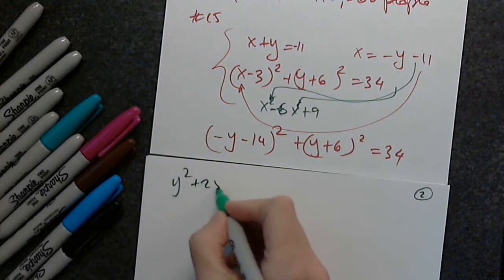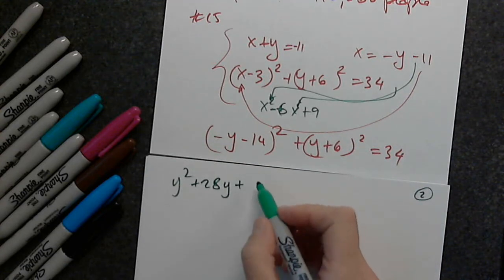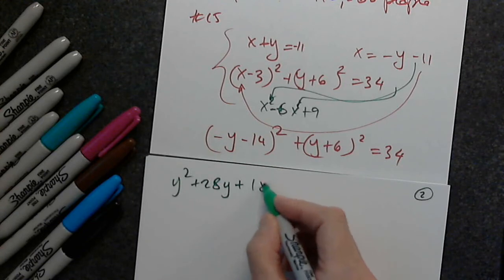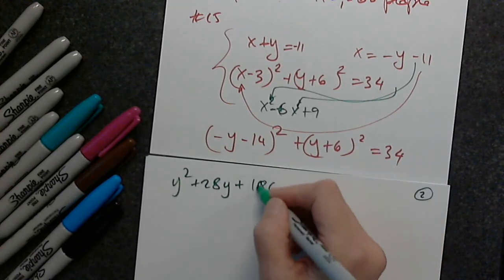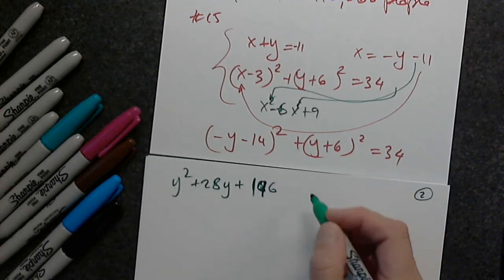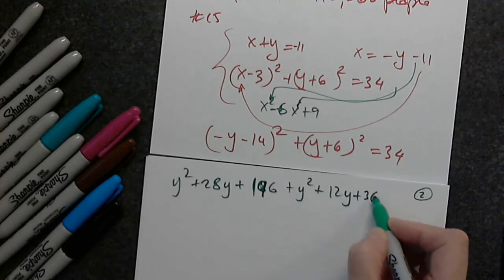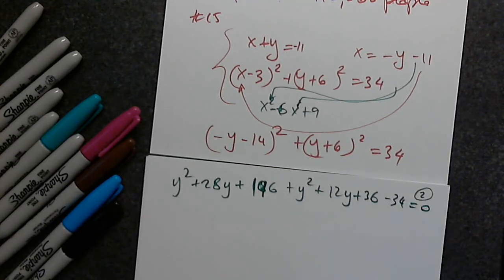Very good. Plus 28y and plus 14 squared is 196. Plus y squared plus 12y plus 36 minus 34 equals 0.